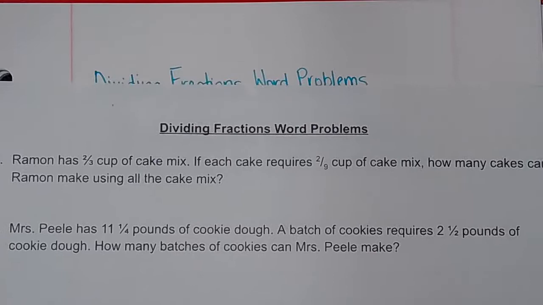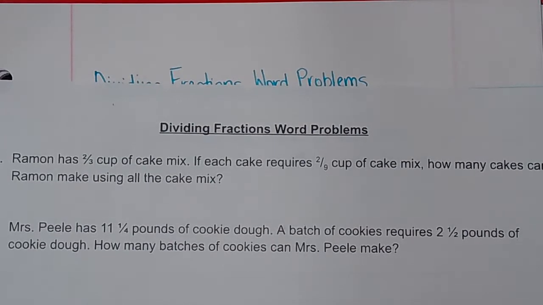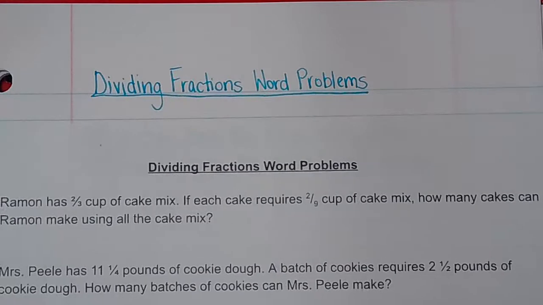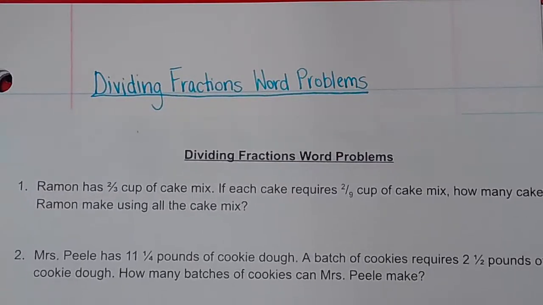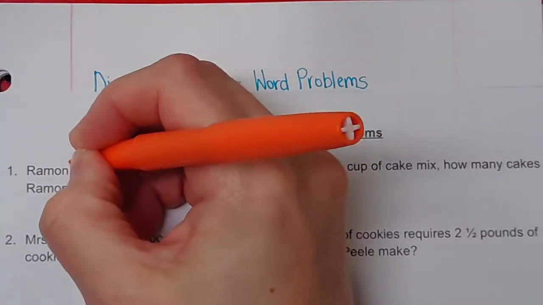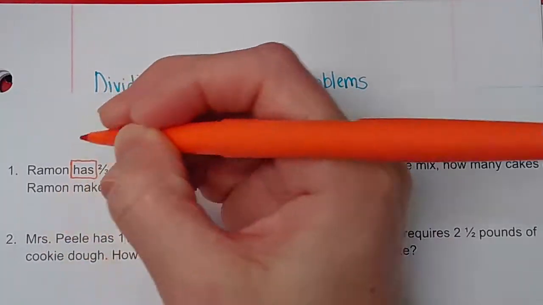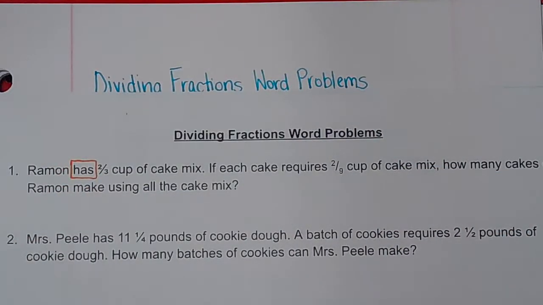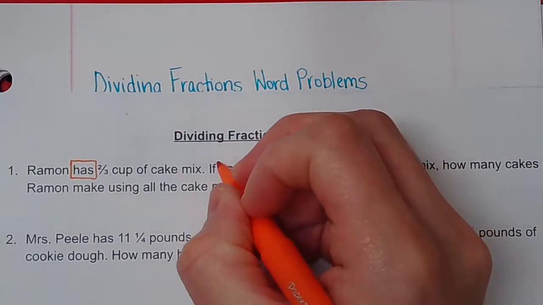So the first one says, Ramon has 2/3 cup of cake mix. If each cake requires 2/9 cup of cake mix, how many cakes can Ramon make using all the cake mix? Okay, so hopefully you noticed that some keywords were just said in that sentence that we might have just written down right here. Okay, the first one I notice is has. And then the next one I noticed is each.